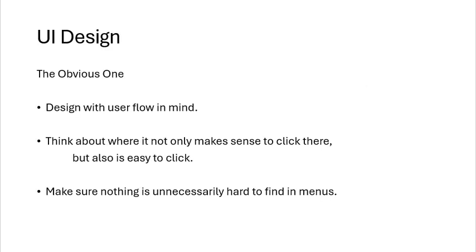Let's start with UI design. I call it the obvious one, since it's the one that everyone thinks of. This is the layer that the user interacts with directly every single day. But there is more to it than just how it looks. The first rule of thumb is to design with user flow in mind. This means mapping out the path a user takes from opening the app to completing a task.